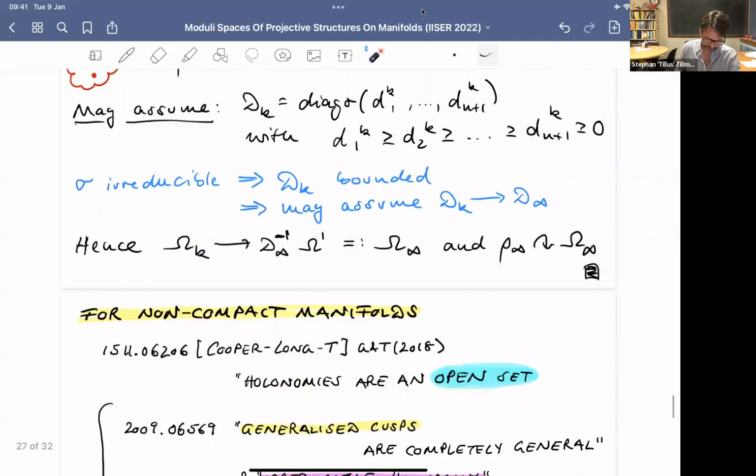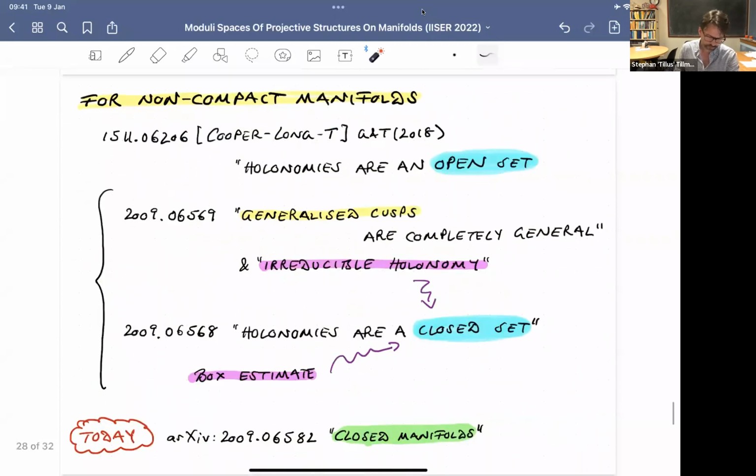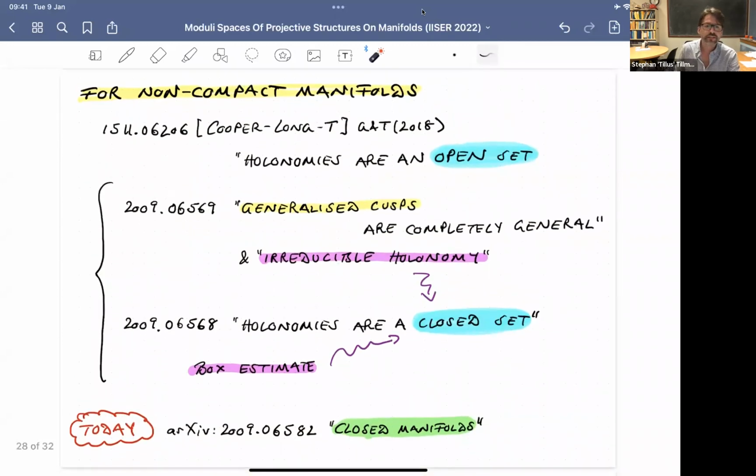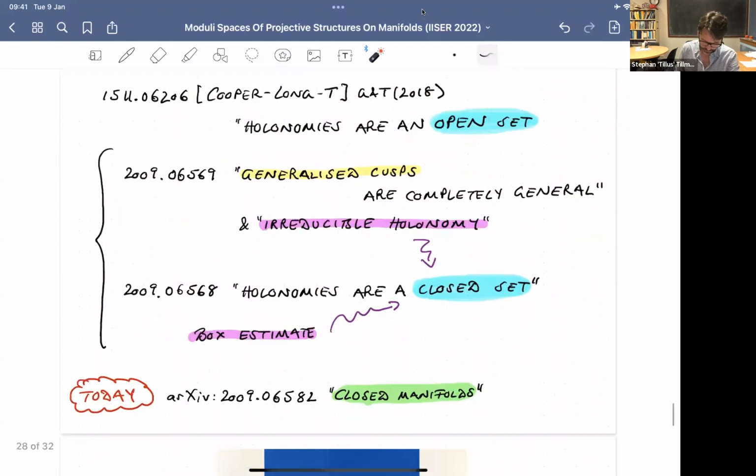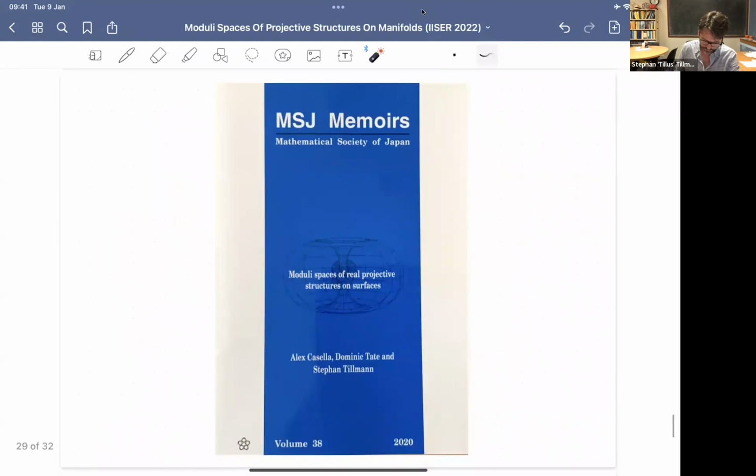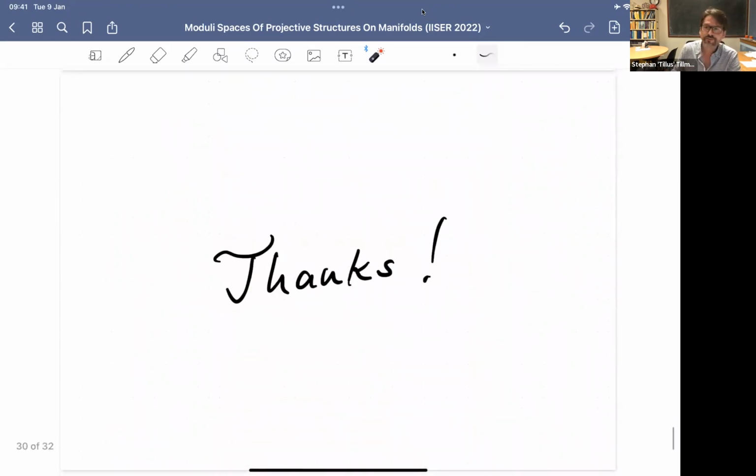Anyway, the paper for non-compact manifolds is all on the arXiv. So maybe you would like to have a look. And then here's a little bit of advertising. With two students, we've written a book looking at the case of surfaces that goes through these elements of projective geometry in the easiest setting. So anyway, thank you very much.